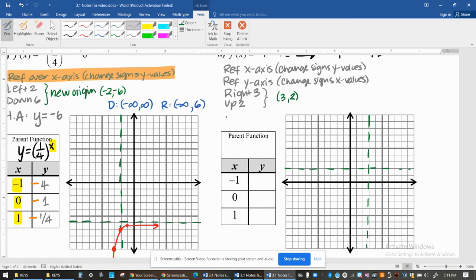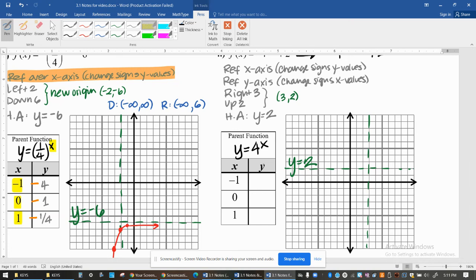My horizontal asymptote is going to be y equals 2. Remember, it's based on your vertical shift. So in the previous problem, it was y equals negative 6. Here it's going to be y equals 2. That's going to affect the range, how high and how low this function is going to go. All right, now the parent function of this transformed function of negative 4 to the 3 minus x power plus 2 is just y equals 4 to the x.